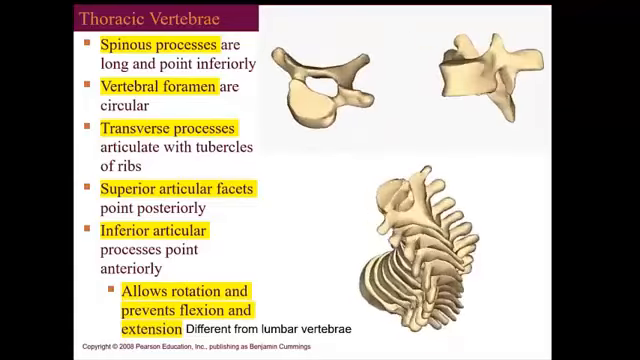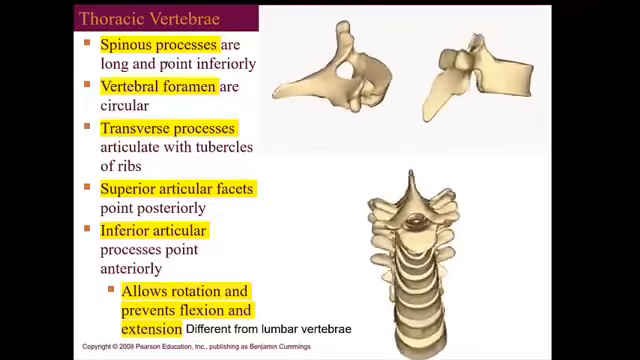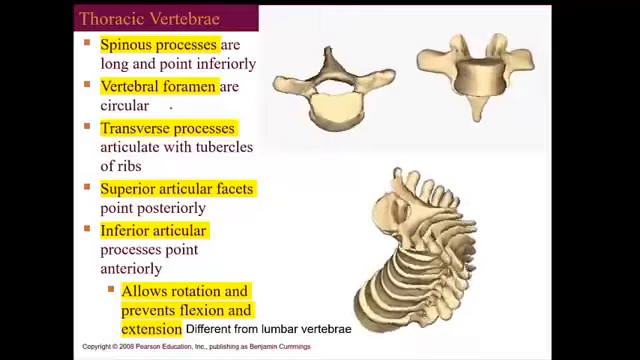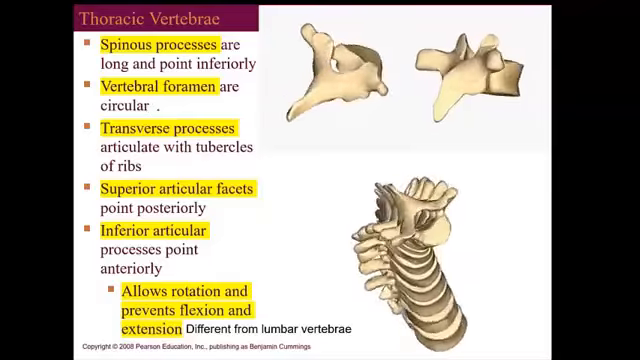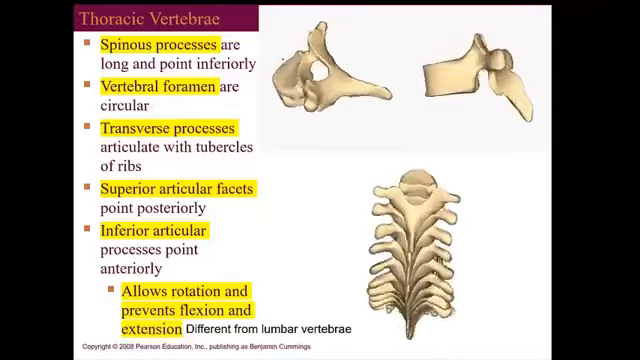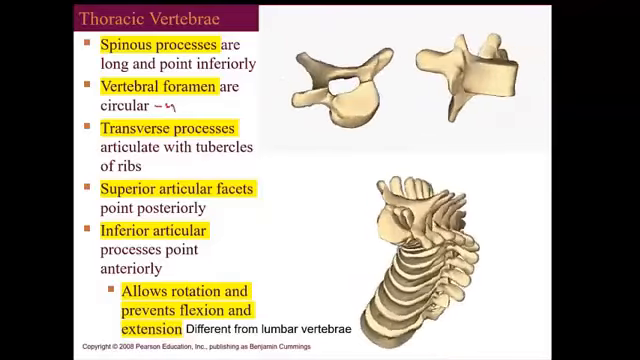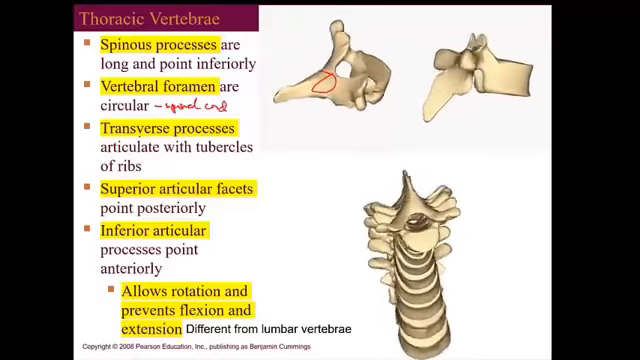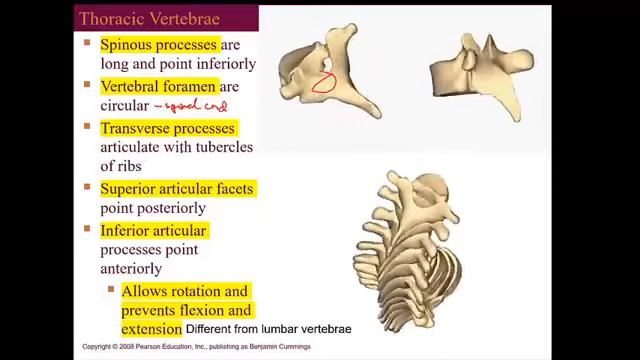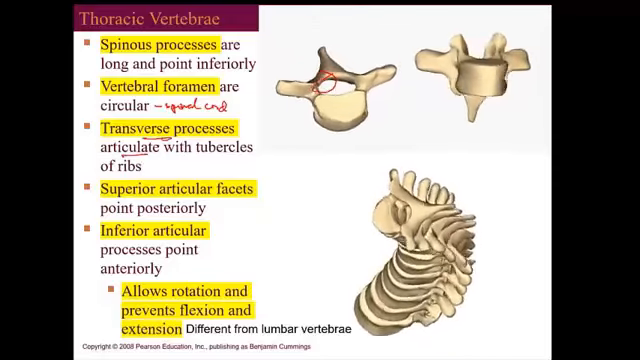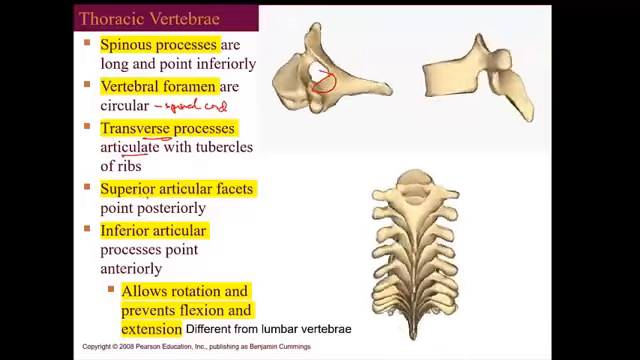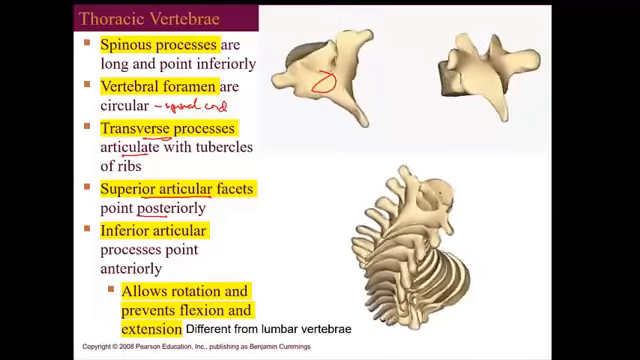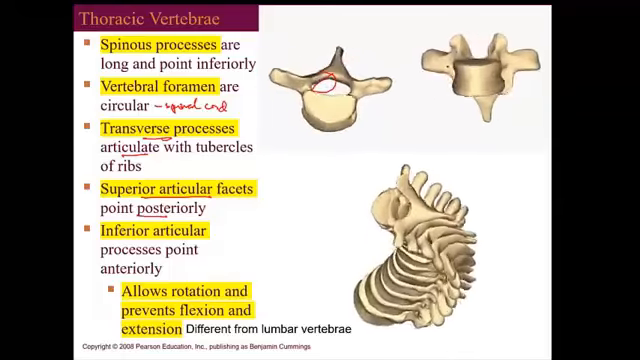Spinous processes are inferiorly pointed, so they point inferiorly and posteriorly. The vertebral foramen are circular. That's actually where the spinal cord passes through. So that's going to be the vertebral foramen. The transverse processes articulate with tubercles of ribs, as we saw from the last picture. The superior articular facets point posteriorly, and that's the one that actually articulates with other vertebrae.